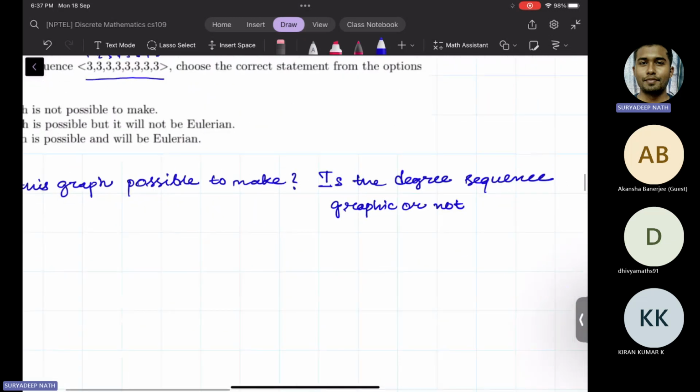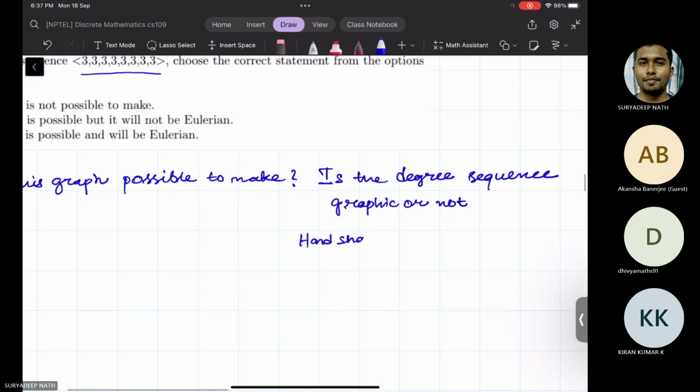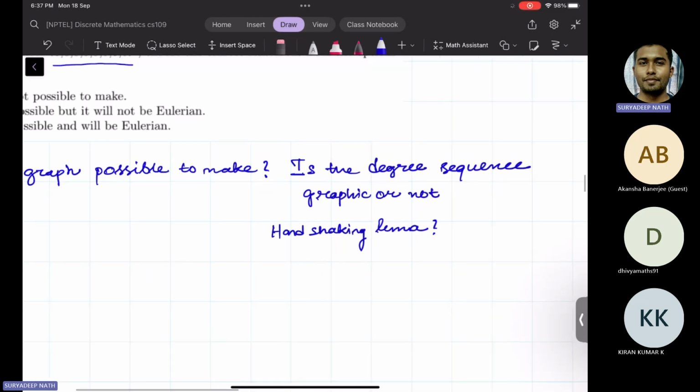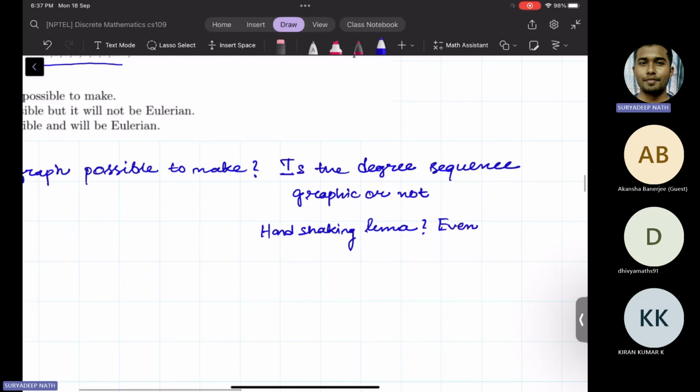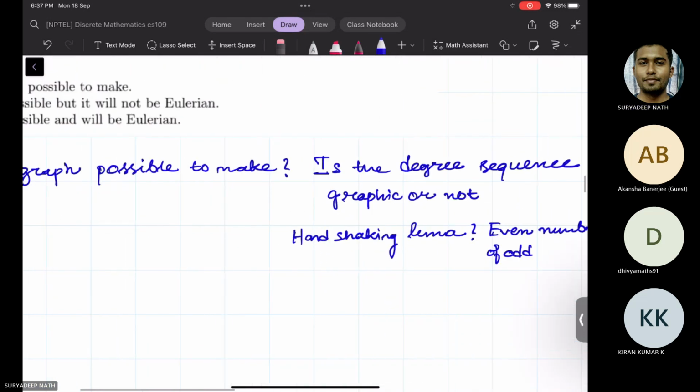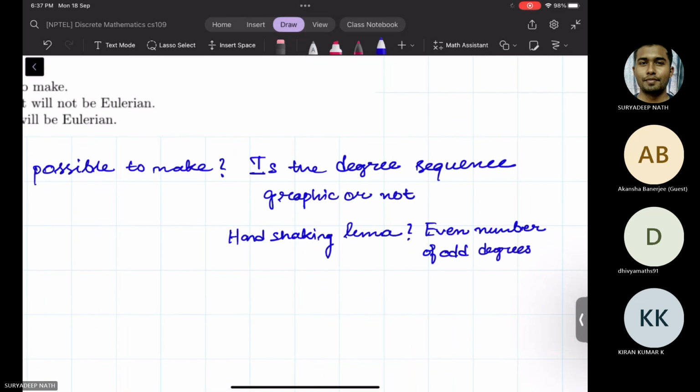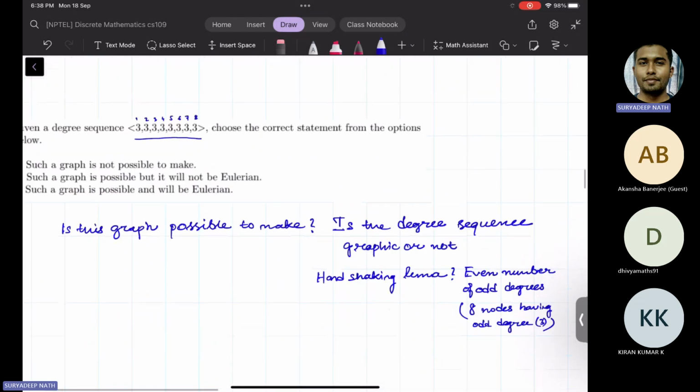If you recall the handshaking lemma, what it says is that there is an even number of odd degrees. So in this graph, we have 8 nodes having odd degree, which is 3. So by the handshaking lemma, we can say that this graph is possible to make, because we have an even number of odd degrees.